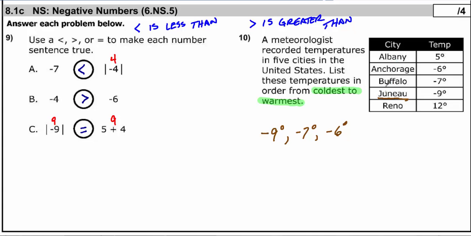Now, Anchorage and Juneau, those are both in Alaska. Might not surprise you that they're really cold. Buffalo is actually in New York, so the Buffalo's colder than a city in Alaska. I guess that's why we live in California. Albany at 5 degrees, and then Reno at a super warm 12 degrees. So there are your 5 temperatures from least to greatest, anytime you're doing coldest to warmest. A mathematician would say you're listing things from least to greatest.